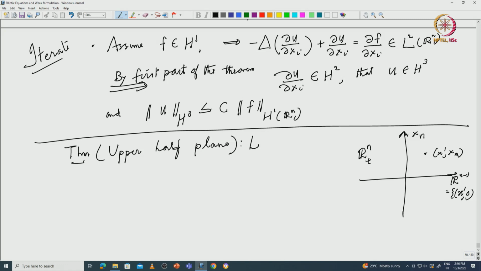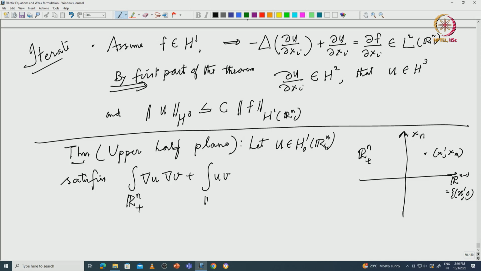Let u be in H1 naught. So it is for a Dirichlet problem. Such that u satisfies the integral of grad u grad v over Omega, where Omega is R^n plus, plus the integral over R^n plus of uv. So we have done the integration by parts of the equation, equal to the integral of Fv for all v in H1 naught of R^n plus. So, the same result.